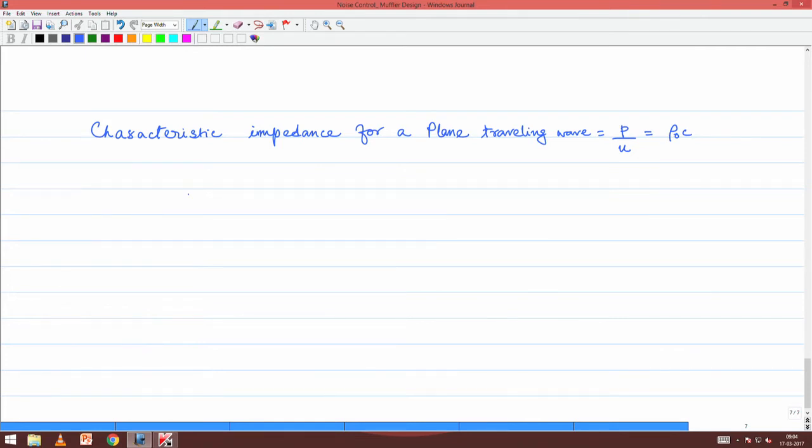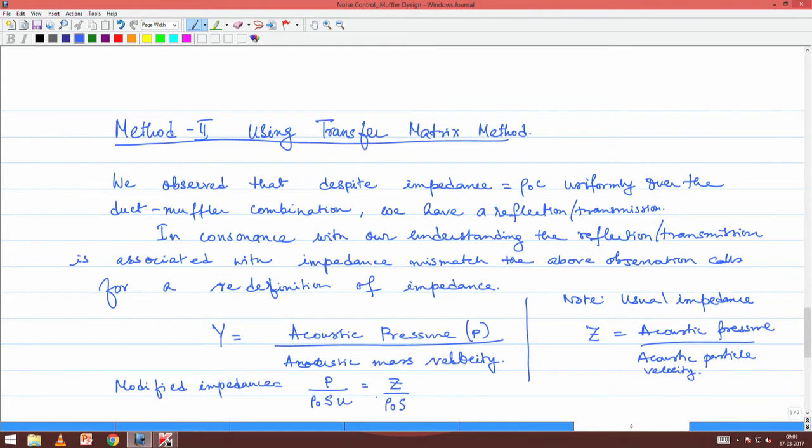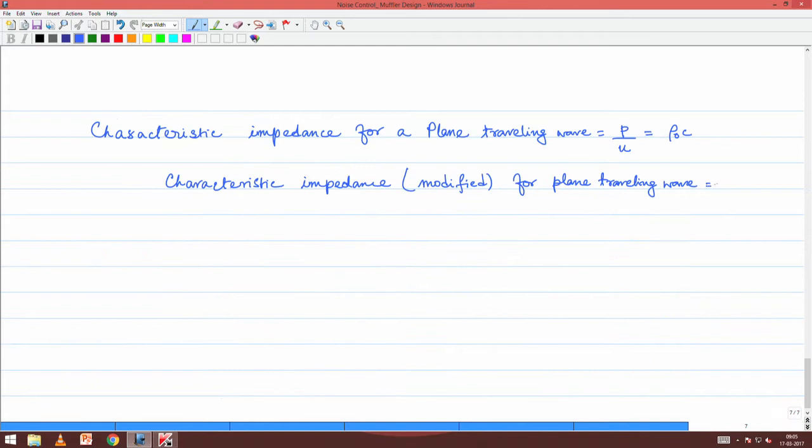But in terms of this modified impedance, the characteristic impedance, modified for plane travelling waves, will read as follows. We know that the two impedances are related by this condition, that we have to divide the traditional impedance by rho naught S, S being the area of cross section, right. So, if we do that we will get rho naught C divided by rho naught S. So, C by S is the characteristic impedance in this new definition for the plane travelling wave, right.